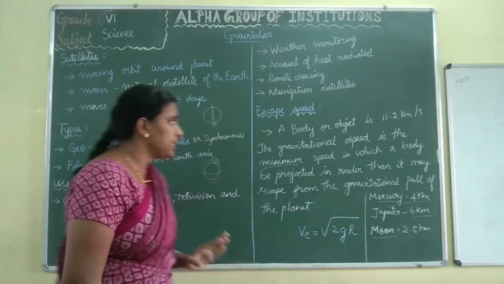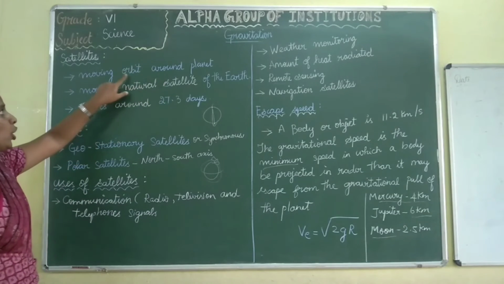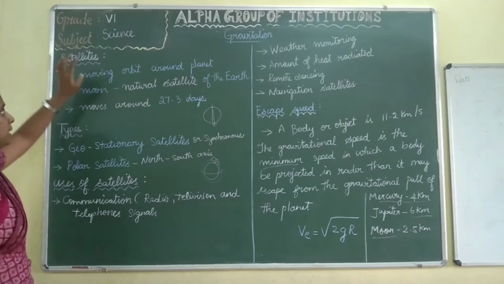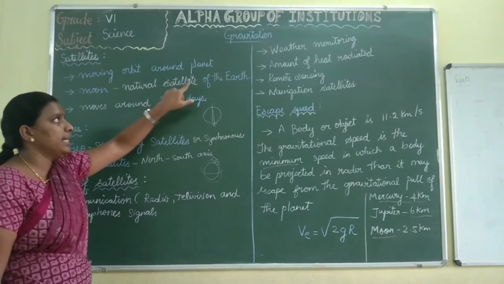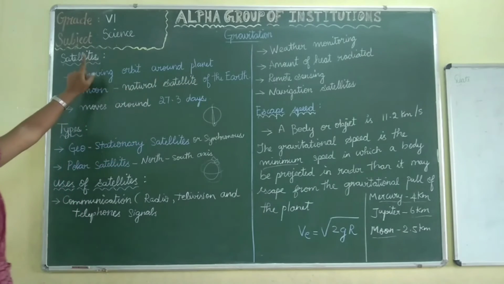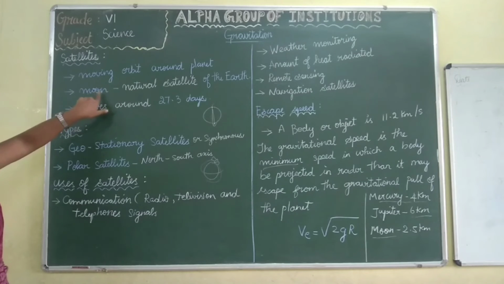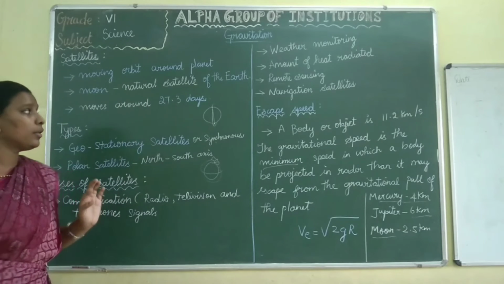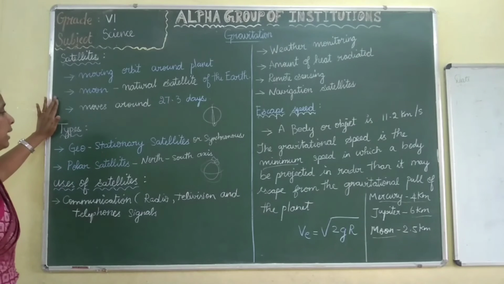So what does that mean? A satellite is nothing but something moving in orbit around a planet. There is an orbit which is moving around the planet, that is known as a satellite. The Moon is also called the natural satellite of the Earth. The other ones are artificial, but the natural satellite is nothing but the Moon. The Moon is a natural satellite of the Earth, and it moves around the Earth in 27.3 days. This is what a satellite says.